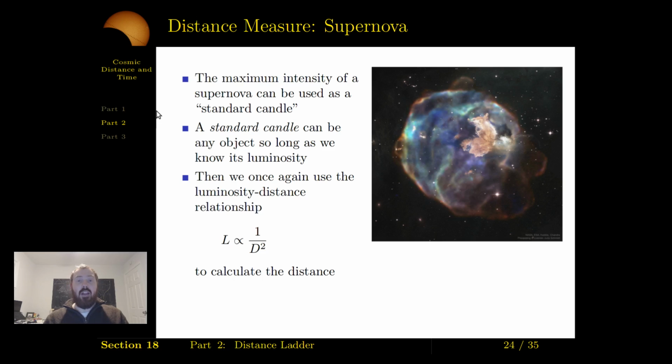With that, you can ask, how bright is a supernova? And use our luminosity-distance relationship again: brightness is proportional to one over the distance squared. I know how luminous it should be. I've measured how bright it is. Get the distance.